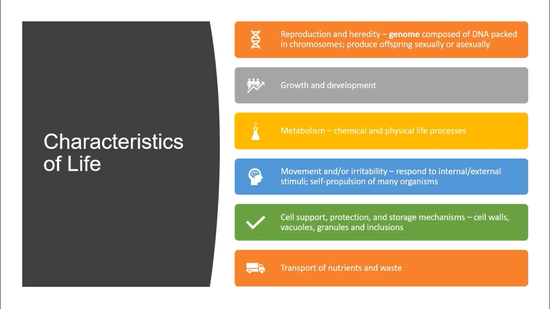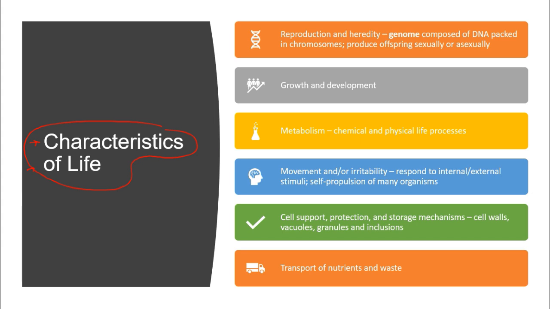Now, if we start with the characteristics of life, which is pretty predominant, we already know that from our +2 level, but still: reproduction, with a genome composed of DNA packed into chromosomes, that produces offspring sexually or asexually. Reproduction is one of the prime characteristics of life, and so are growth and development. Metabolism, that is the chemical and physical life processes inside the cell.